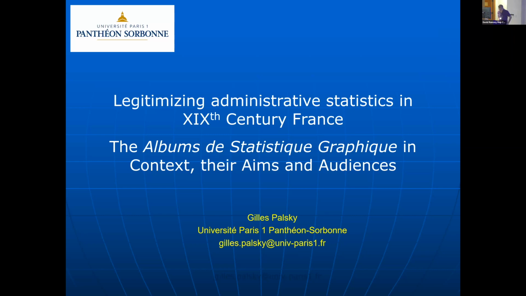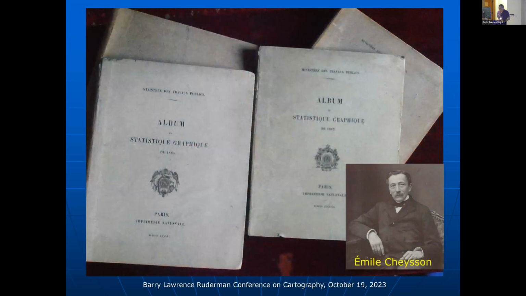So my talk today will focus on a kind of masterpiece of 19th century statistical data representation, the Albums de Statistique Graphique. They are a series of 18 atlases published by the French Ministry of Public Works from 1879 to 1906 under the direction of Émile Cheysson. They total 428 plates, mainly maps, and about 15% of curves and diagrams.